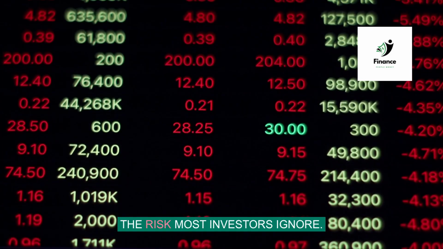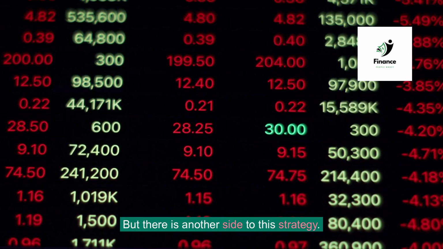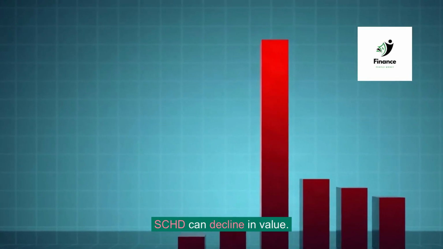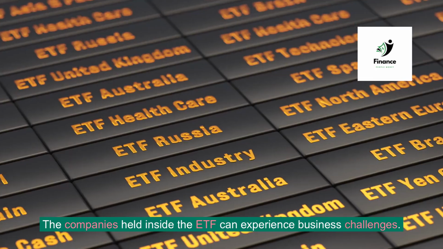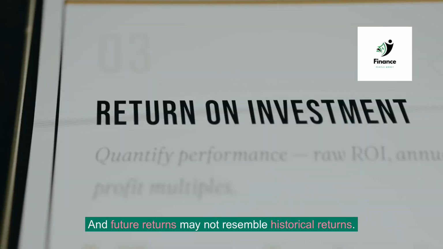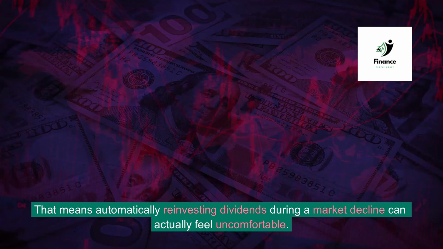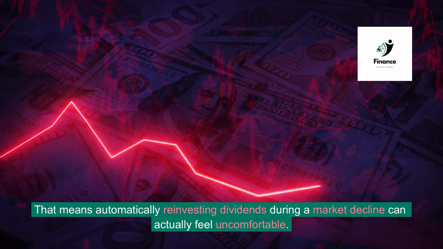The risk most investors ignore. But there is another side to this strategy. Reinvesting dividends does not eliminate risk. SCHD can decline in value. Dividend payments can change. The companies held inside the ETF can experience business challenges, and future returns may not resemble historical returns. That means automatically reinvesting dividends during a market decline can actually feel uncomfortable.